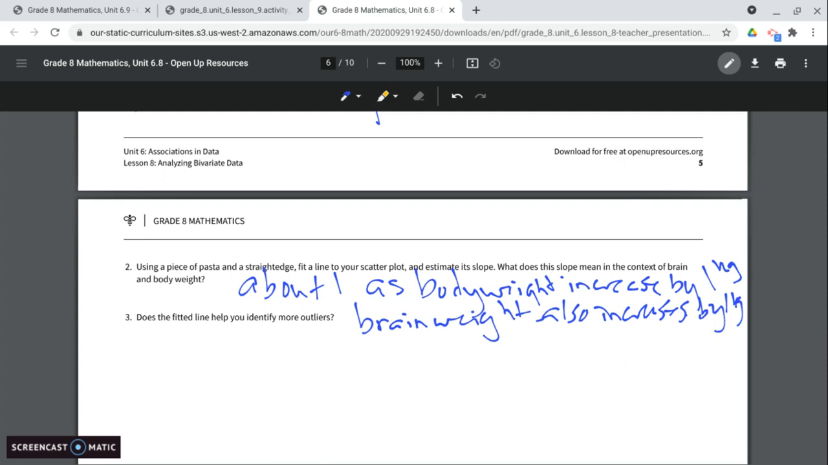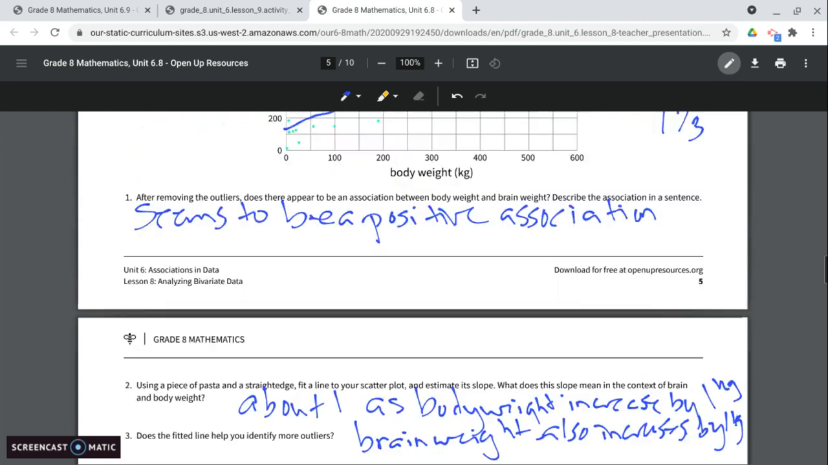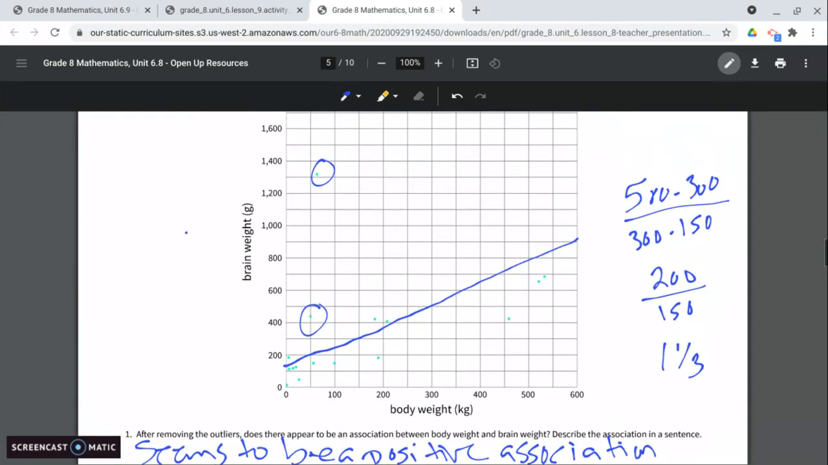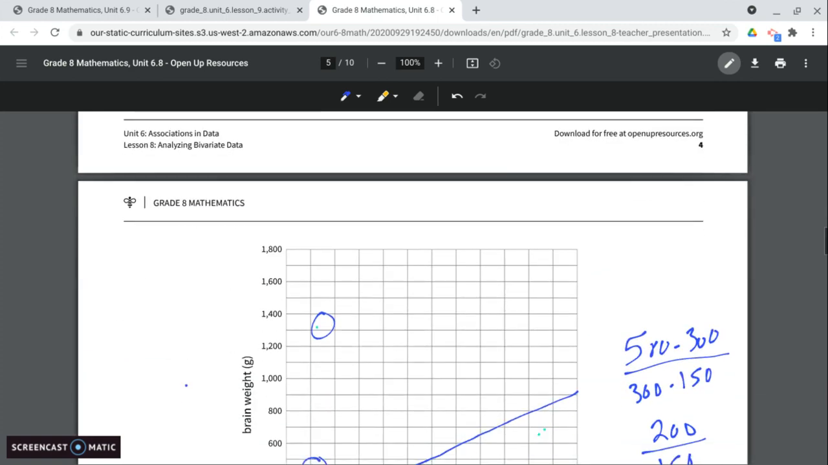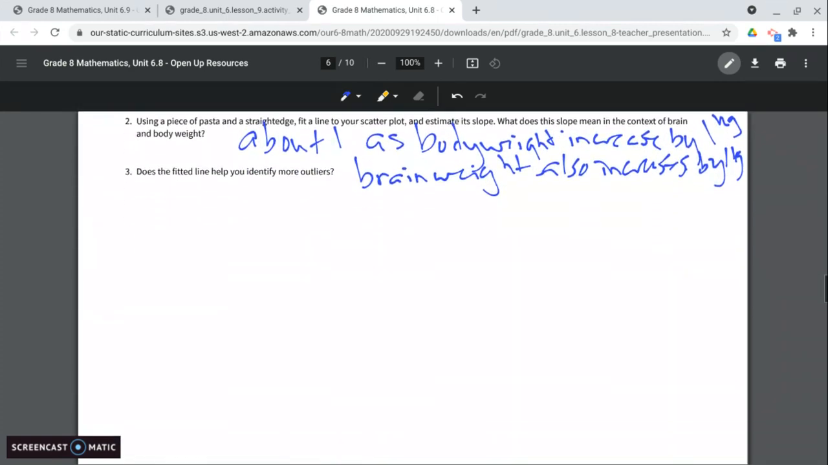Does the fitted line help you identify more outliers? So I actually took 2 outliers off the first time. The human was the major outlier. The secondary outlier would be this one right here, which I believe at the 400s was the chimpanzee. So we kind of took it out in the beginning, but chimpanzee data may also be an outlier.